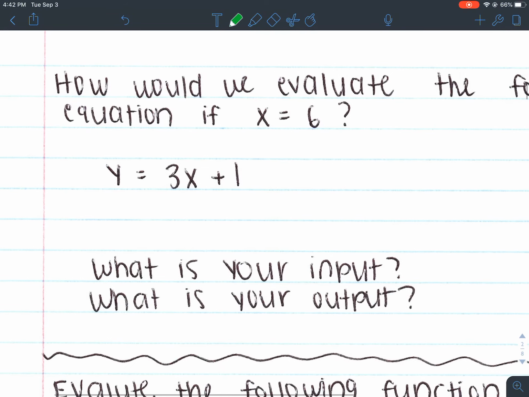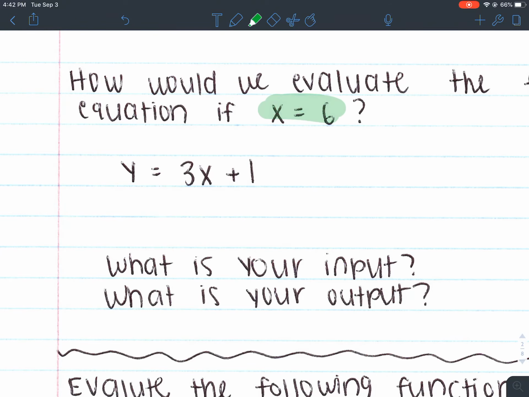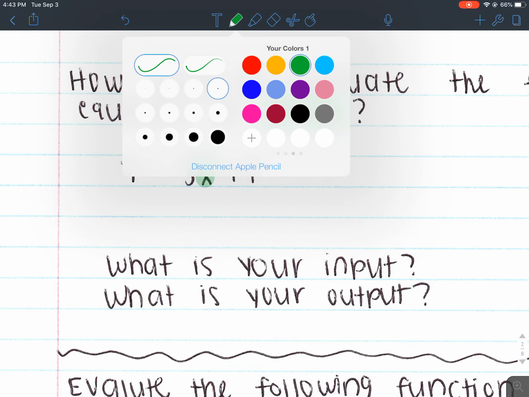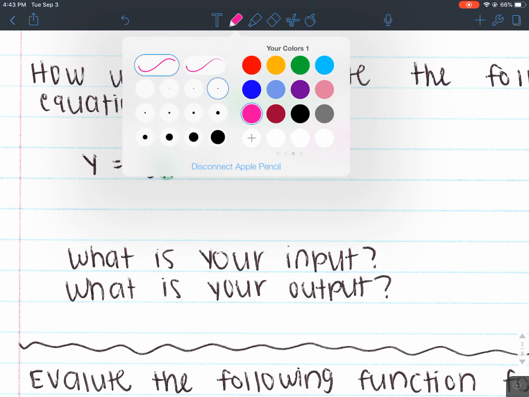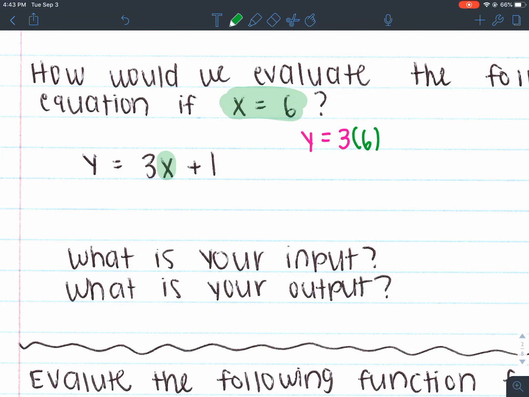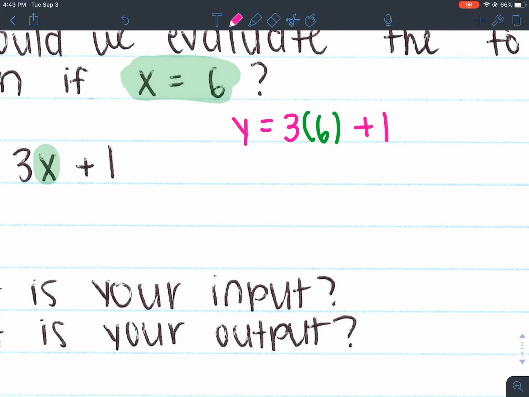Well, if I know that x equals 6, then I'm going to plug in 6 for my x value here. So I have y equals 3 times 6, so it takes the place of the x, plus 1. So everything stays the same except for the 6 that I'm plugging in. Why don't I plug in 6 for y? Well, x equals 6. It's not y equals 6, x equals 6. So you plug it in for the x value, anywhere you see an x value.